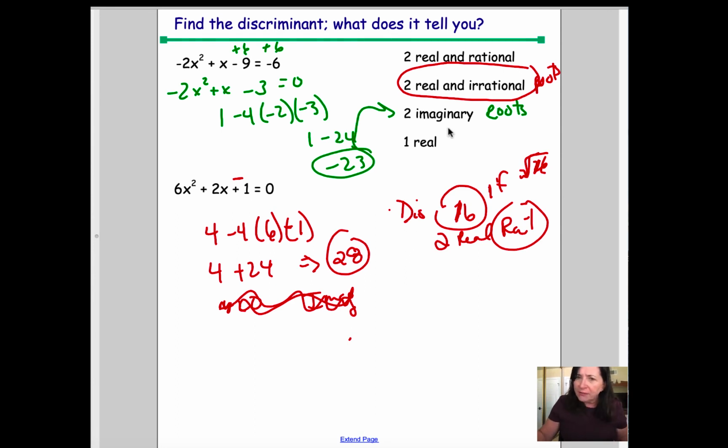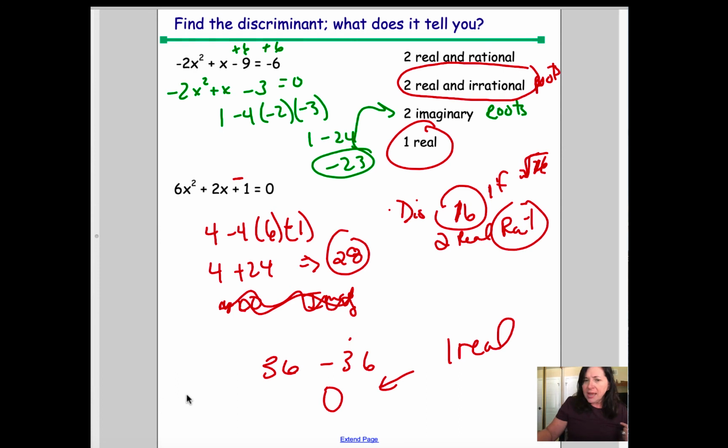And the only one I really haven't talked about was this one, which is one real answer. What that means is you're going to get like 36 minus 36, like that, and then you get 0. If that's the case, you just have one real solution. And what that looks like is a parabola that's actually just touching in one place. That's what it looks like.